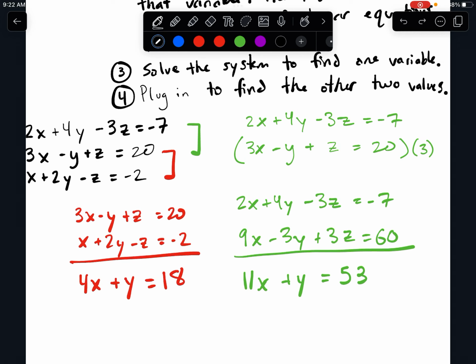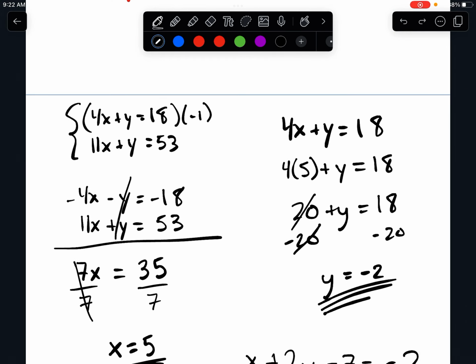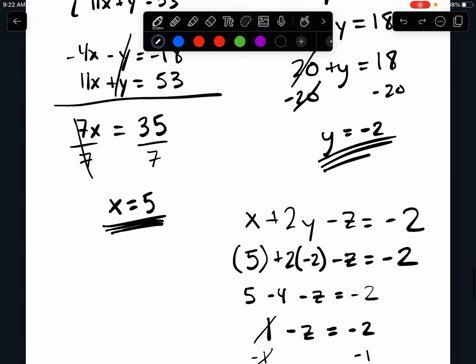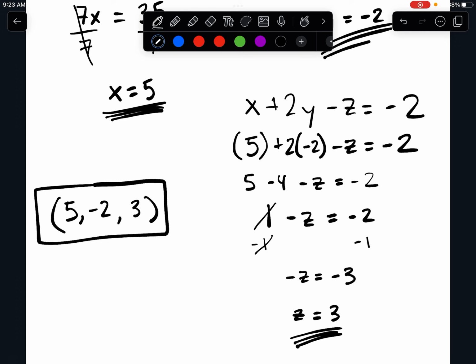Then, step 3, solve this system in two variables, right? We had these red and green equations, and we solved this system using elimination right here. Once we did that, we found x, and then we had to plug in x to find y, and then we had to plug in x and y to find z. And once we did that, we found that our answer should be 5, -2, 3. All right, so all your answers, remember, we don't have an ordered pair anymore, x, y. We now have an ordered triple, x, y, z.